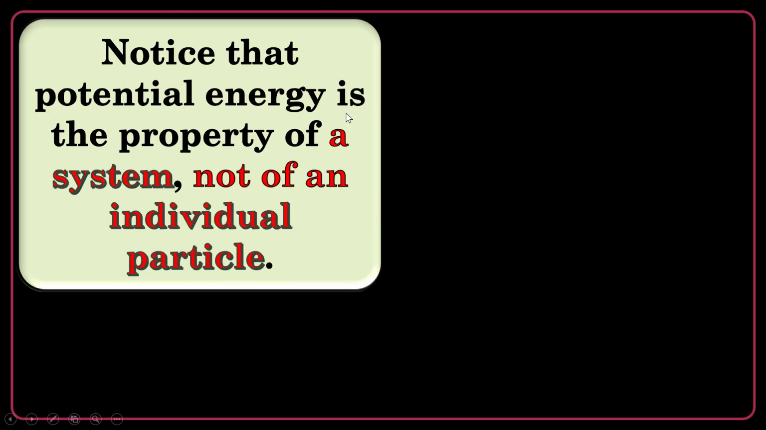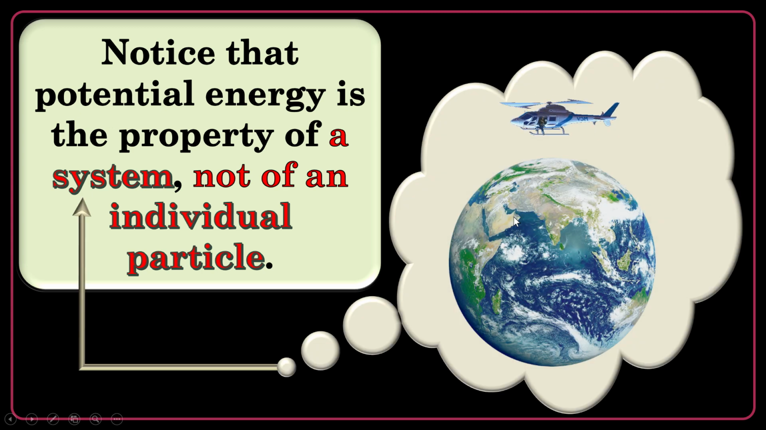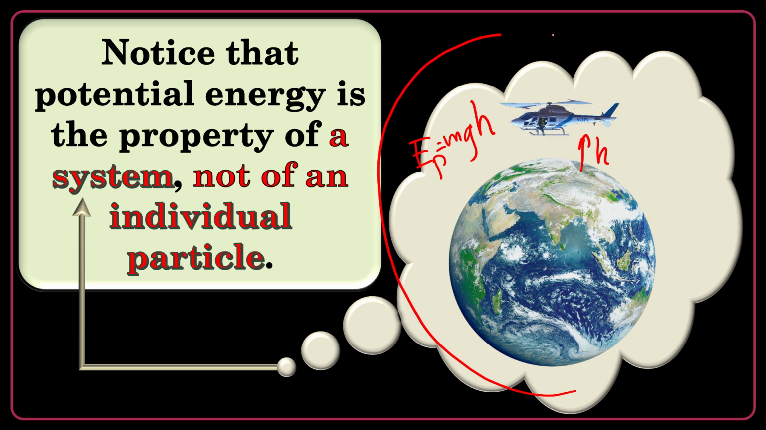Notice that potential energy is a property of a system, not of an individual particle. Here I have a helicopter at a specific height. Let's say the height is h. It's very usual to say energy saved in a system and we write EP equals mgh. But it's not saved in the helicopter. It's basically saved in a system, Earth plus helicopter. Without the Earth, there is no gravity, so there is no gravitational potential energy. Basically, it's a systemic property. But by mistake, we usually say the energy saved in the helicopter. Keep in mind, there is a system.